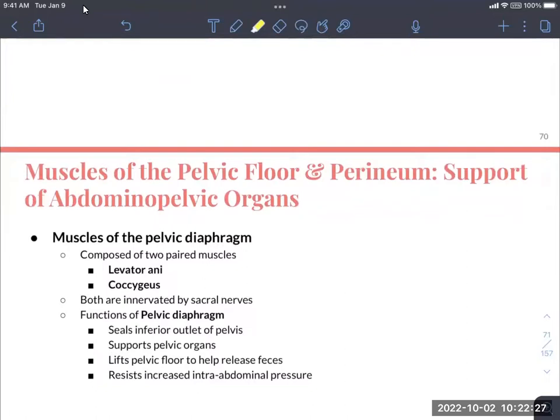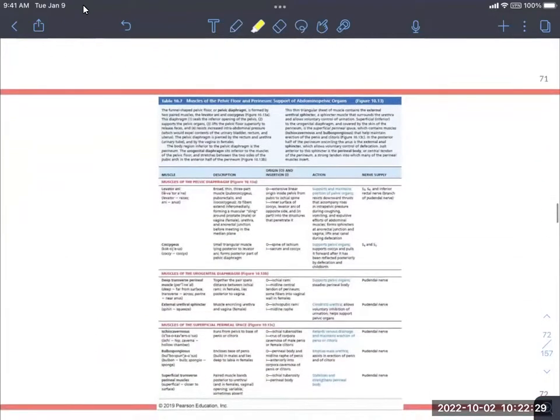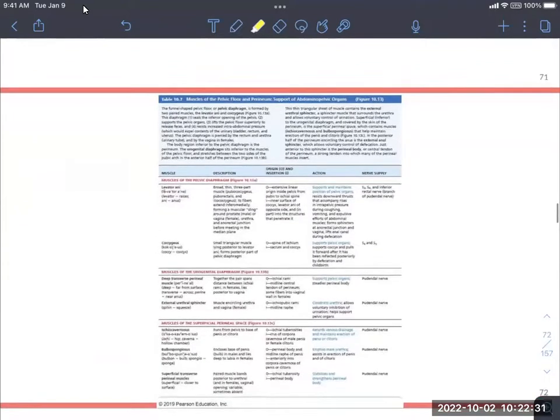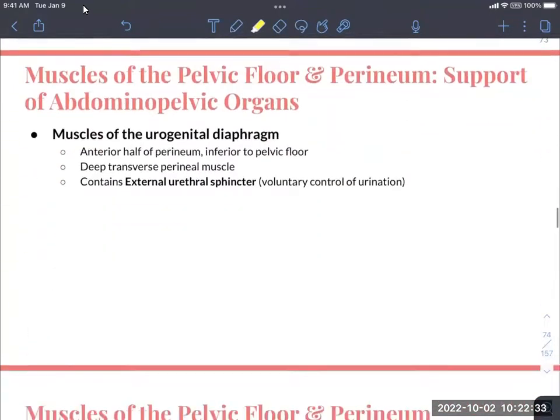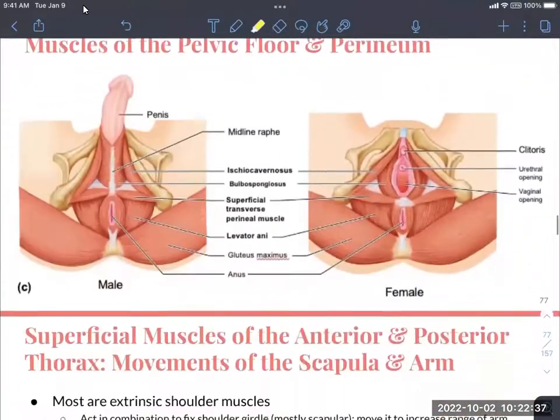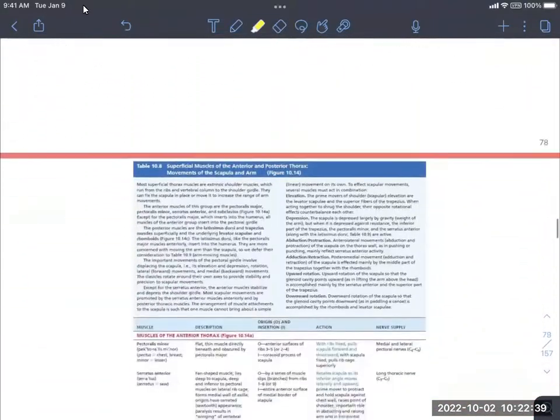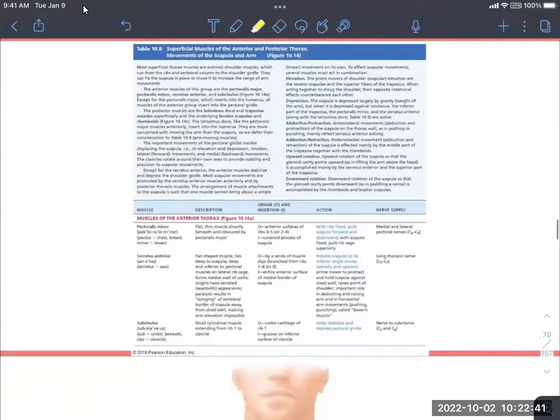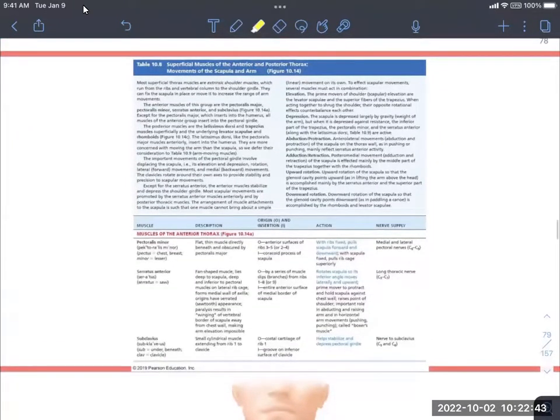So we do not need to know any of these muscles of the pelvic floor. These are here for your information. Now let's go to the muscles of the chest.